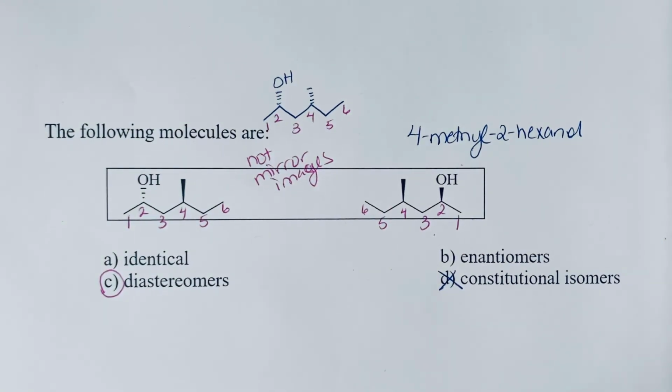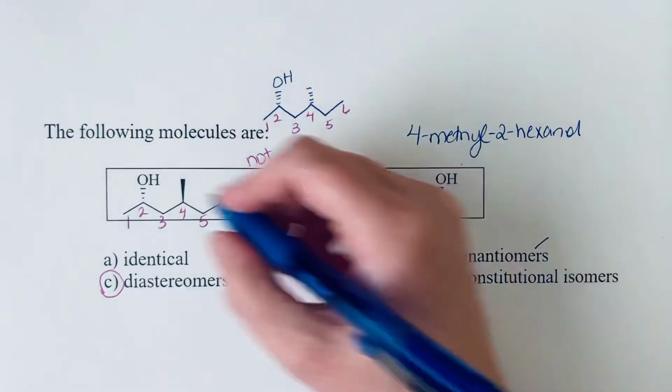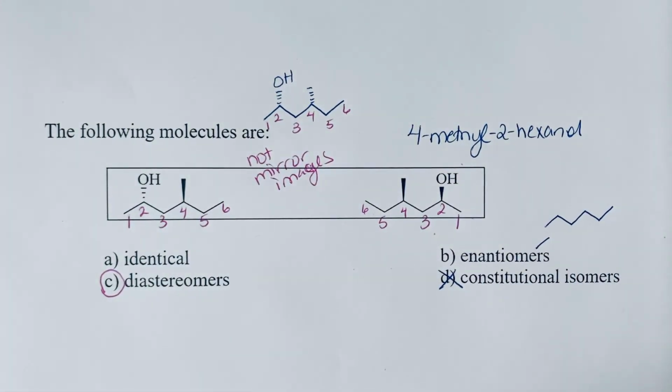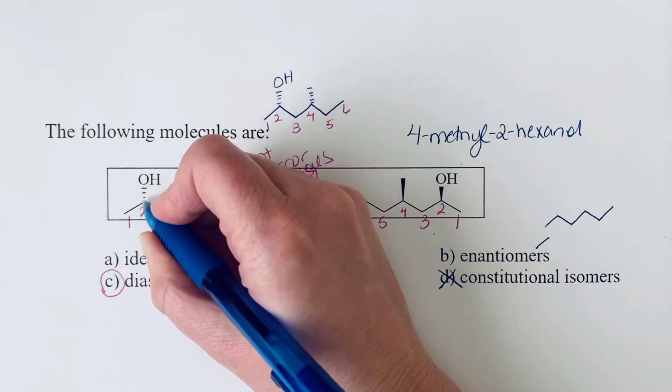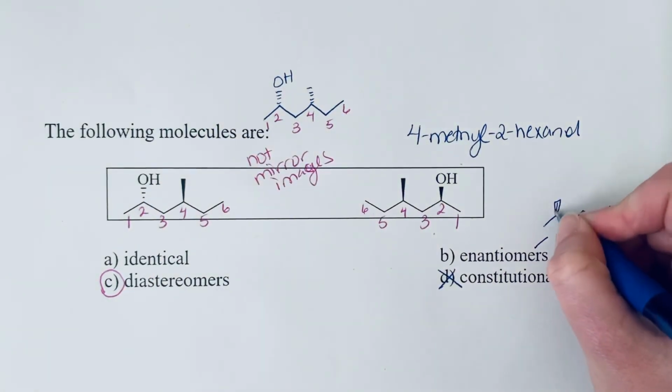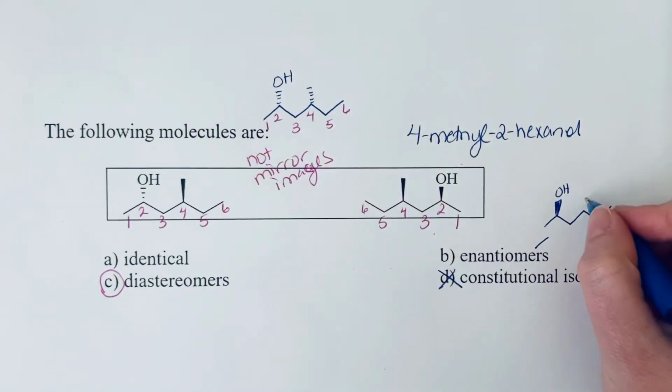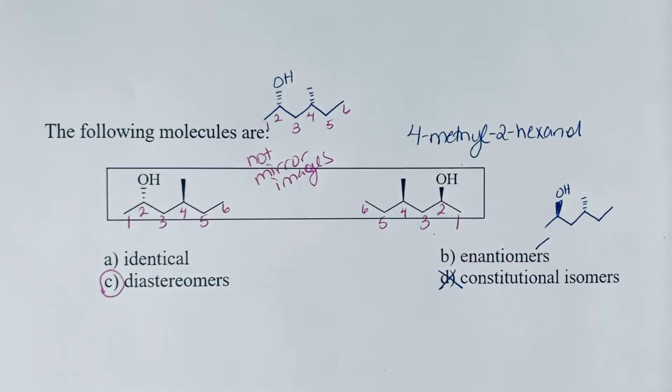Okay, and if we want to see what the enantiomer would look like, you'd have to invert both of those chirality centers. So if you did want to draw the enantiomer, that means you'd have to draw the structure where the alcohol is now coming out, and that methyl group would be going back. So that's what the enantiomer would look like.